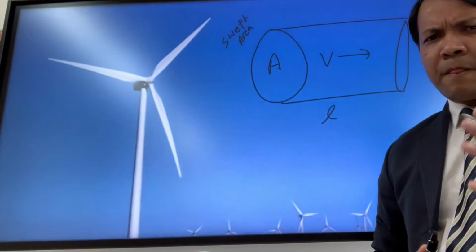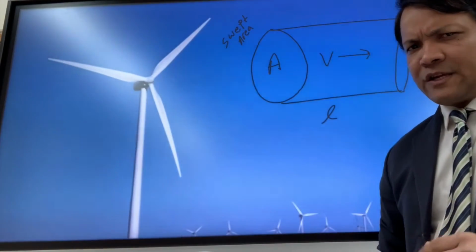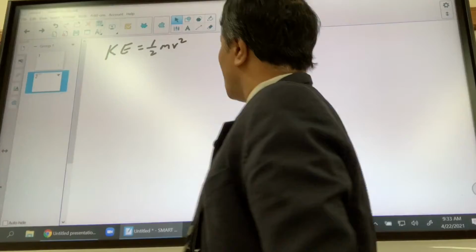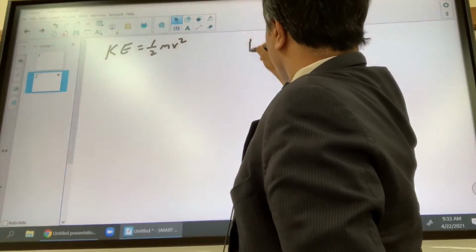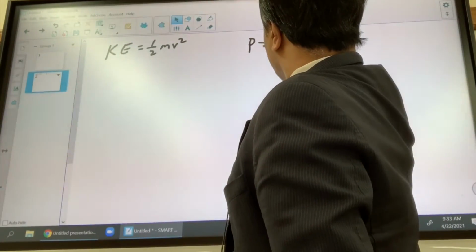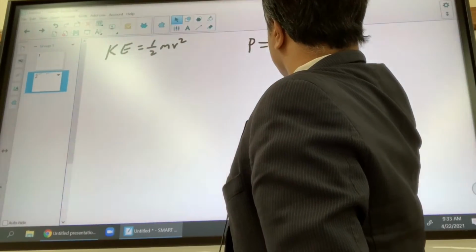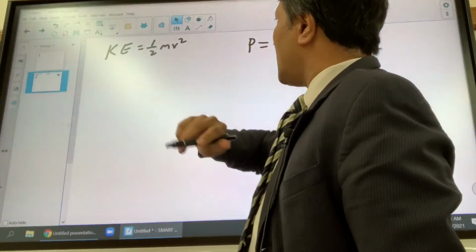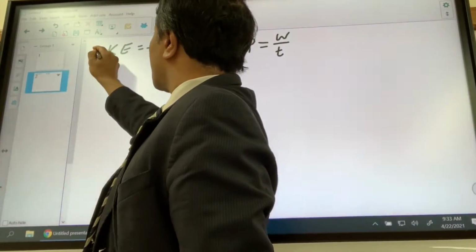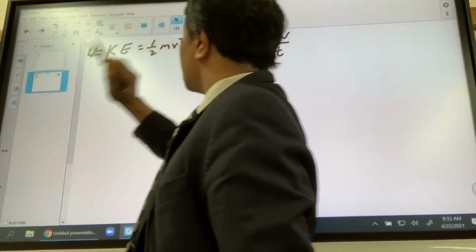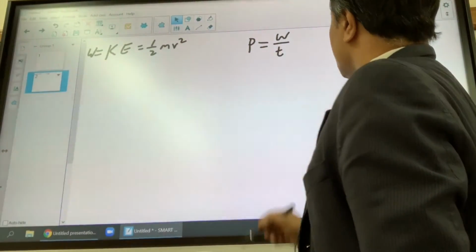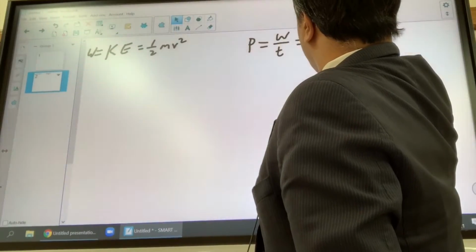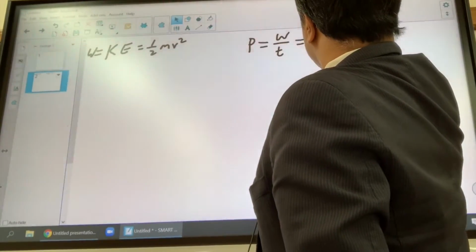Okay, now what do we know about the kinetic energy? We know the kinetic energy, and we know the power of a wind turbine. The power is W over T. Now we're going to replace W by half mv squared, because W is also half mv squared. So now P is equal to mv squared over 2T.